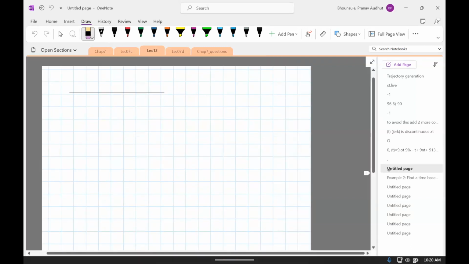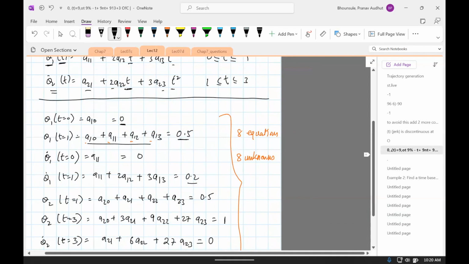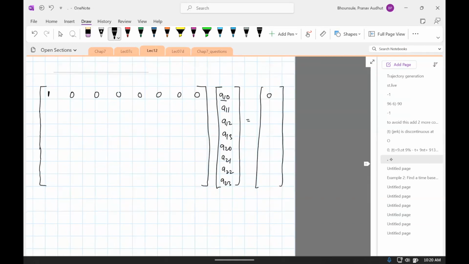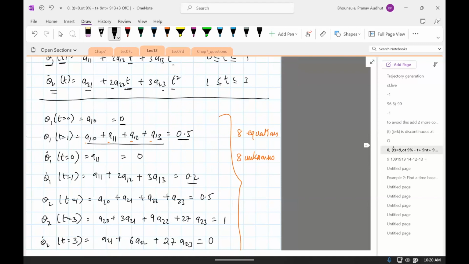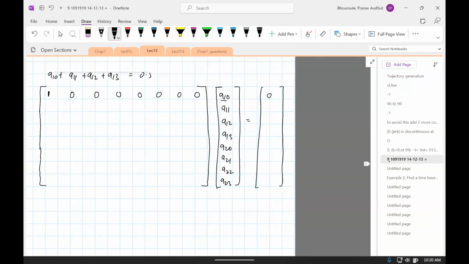The second equation you can see is this one. So I'll write it down first. a10 plus a11 plus a12 plus a13 equals 0.5. Yeah, so what you see is there's a 1 in front of a10, a11, a12, a13. So 1, 1, 1, 1 for the first four unknowns, and then there are all zeros. That should be equal to 0.5.